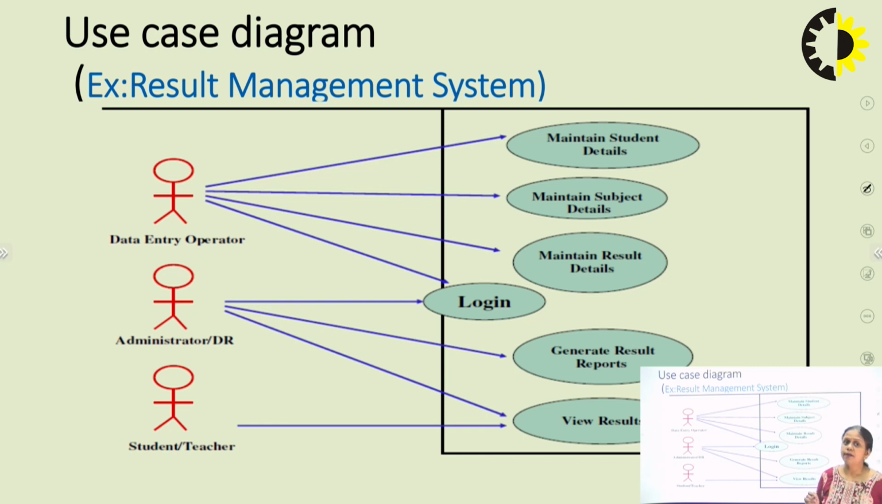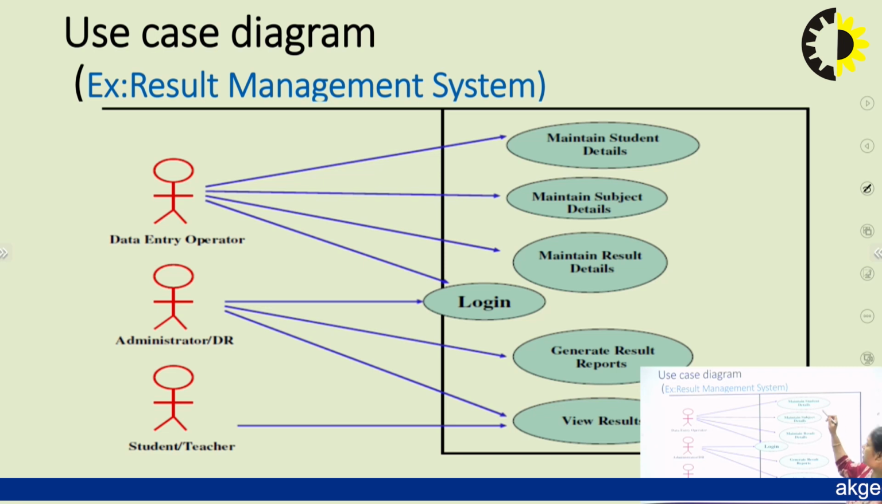In the result management system there can be different functionality. For example, maintain student details, maintain subject details, maintain result details, log in, generate result reports, view results. These are all the main functionality of the result management system.